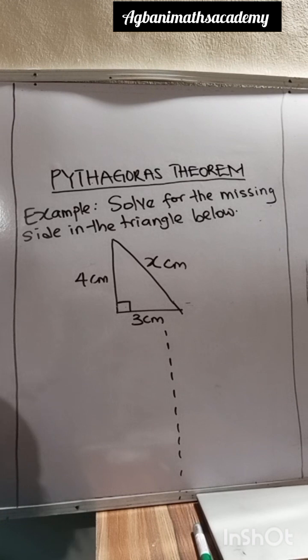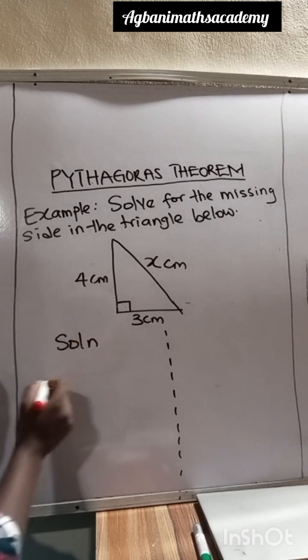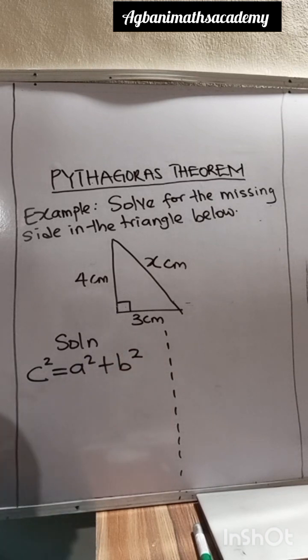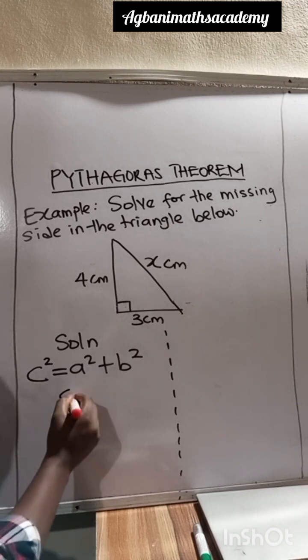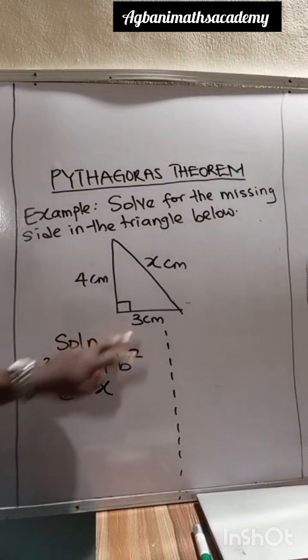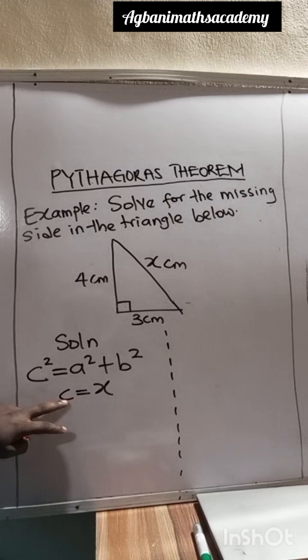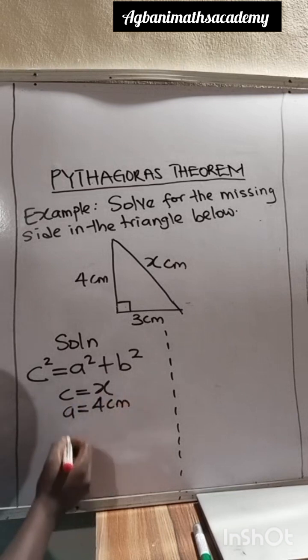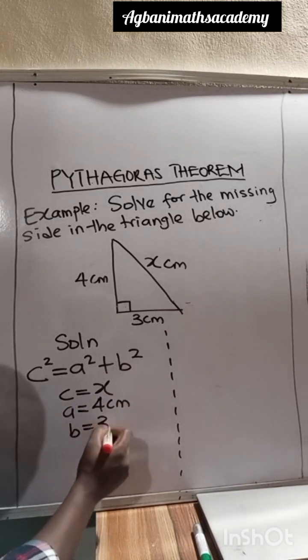The next thing we need to do is write down the formula we need to solve the equation. So the formula is C squared is equal to A squared plus B squared. So that's the formula, very simple formula. Okay, the next thing we need to do is identify our C, which is the hypotenuse. So C is equal to X. We can also say let A be equal to 4. Remember, we are free to say let A be equal to 3. Okay, once we have identified our C, that's the most important thing. Let's call A equal to 4 centimeter and B equal to 3 centimeter.